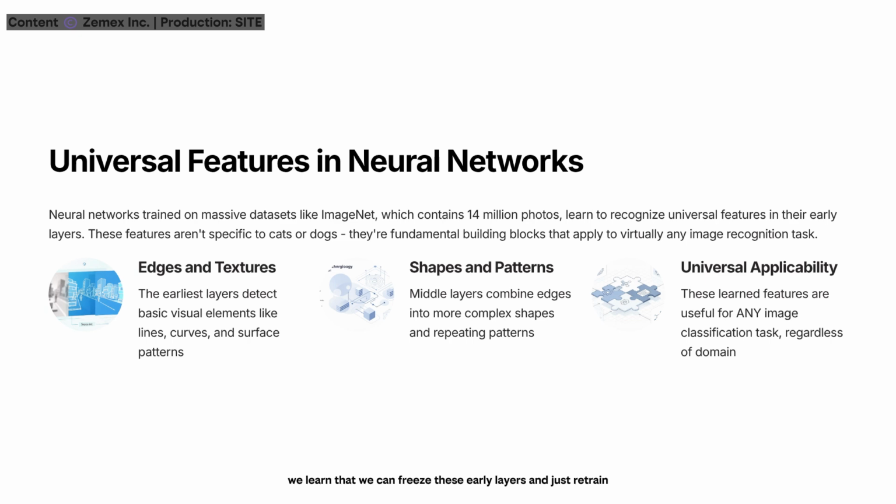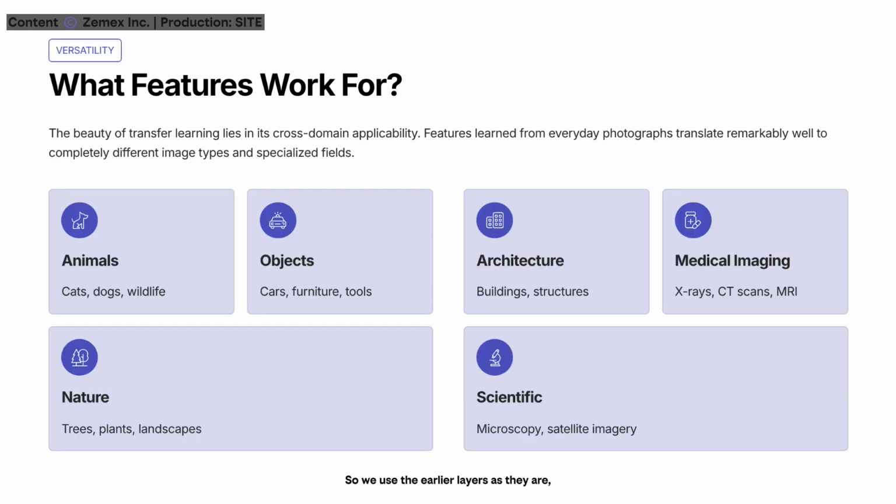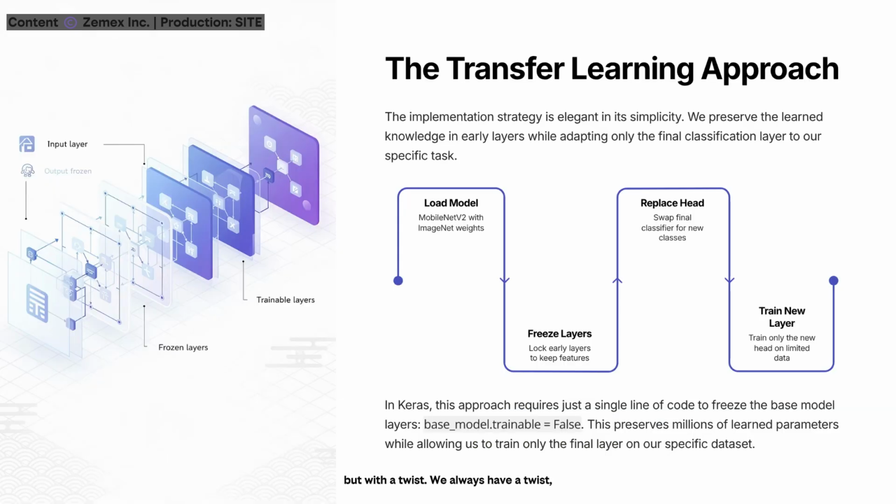We learned that we can freeze these early layers and just retrain the final layer for our specific task. So we use the earlier layers as they are, and then we add other layers. And we even previewed the Keras code, where base_model.trainable equals False. Okay, so today we put all of that into practice, but with a twist.